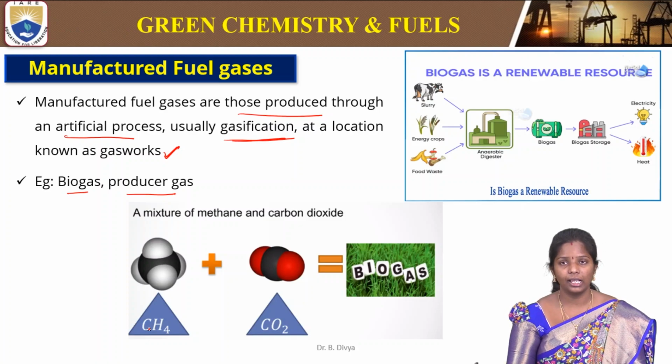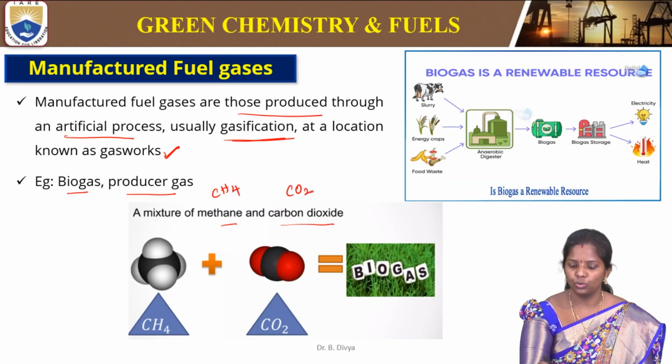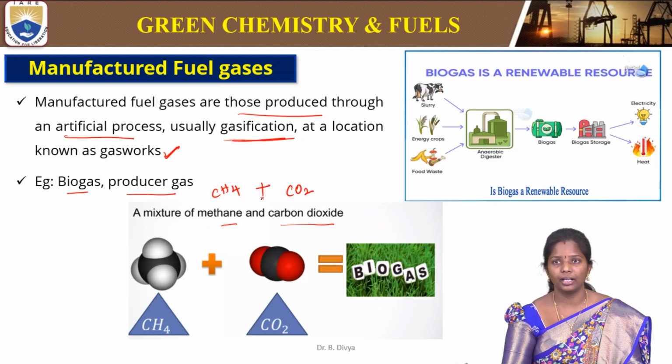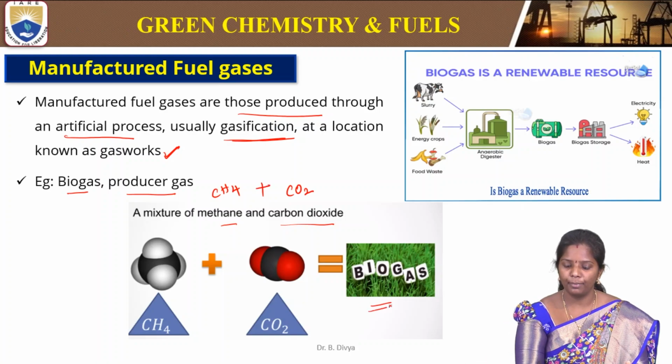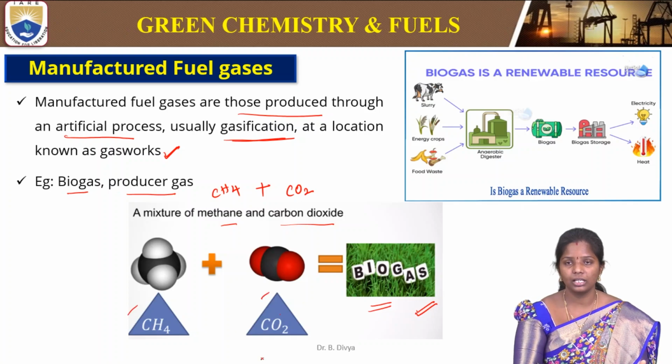So biogas is generally a mixture of methane and carbon dioxide, CH4 and CO2. So the mixture of methane and carbon dioxide together makes biogas. Where are we really getting this methane or carbon dioxide? Just from the organic matter.